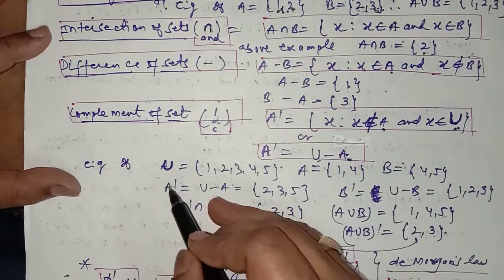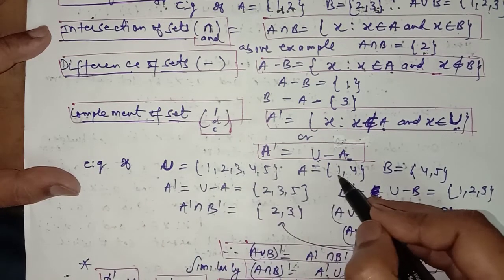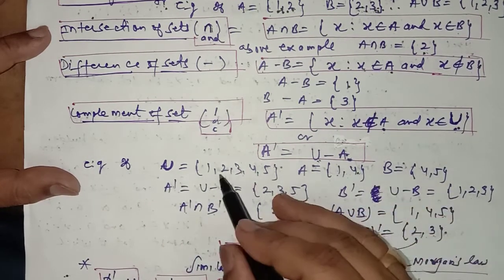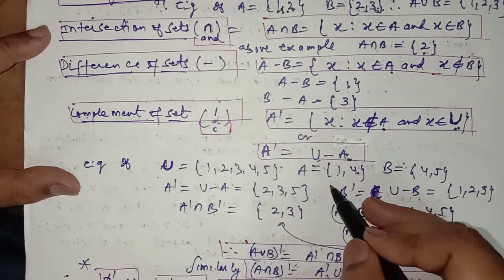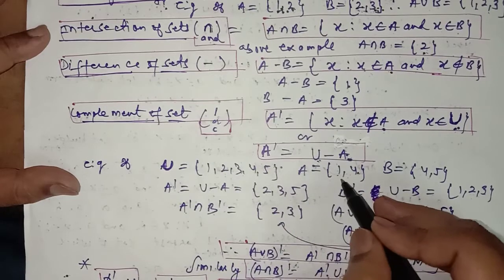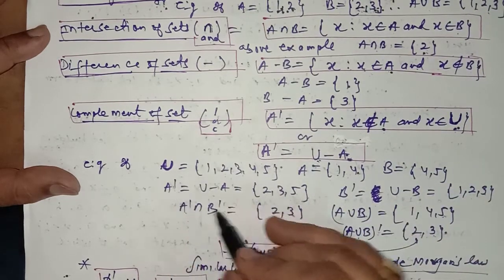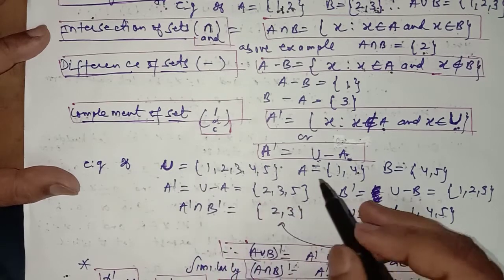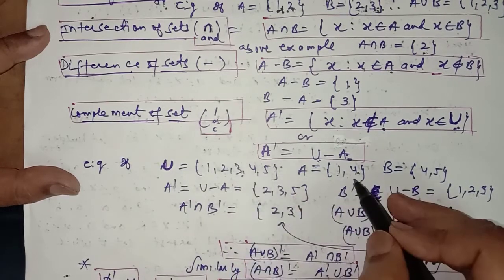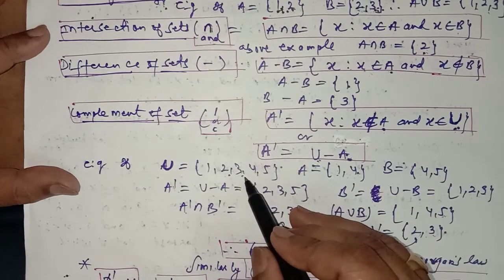So let us take an example. Universal set we have 1, 2, 3, 4, 5. The set A contains the elements 1, 4. If you have defined the universal set, then the elements of sets must be from the universal set only. The set A has 1, 4. The set B has 4, 5. Then what is A complement? A complement means universal minus A. Those elements which are in universal but not in A. That is 2, 3 and 5.